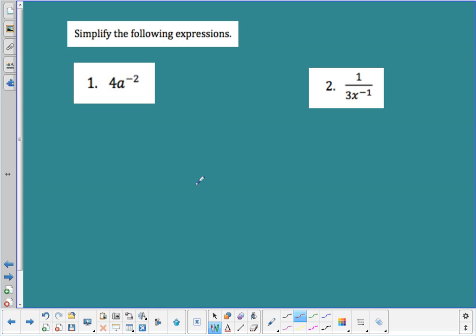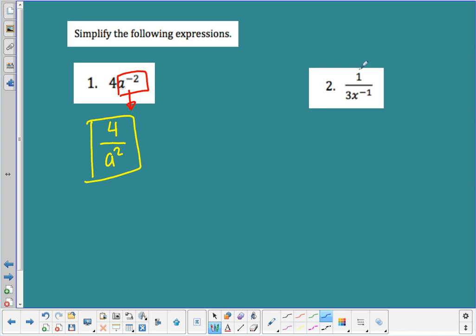So let's take a look at some examples. In number 1, we have 4 times a to the negative second power. So the piece that has the negative power that I can't leave is that right there. So I'm going to take that a to the negative second and move it down. My 4 stays on top. So I have 4 over a to the positive second power. There's nothing else to simplify, so I leave it like that.